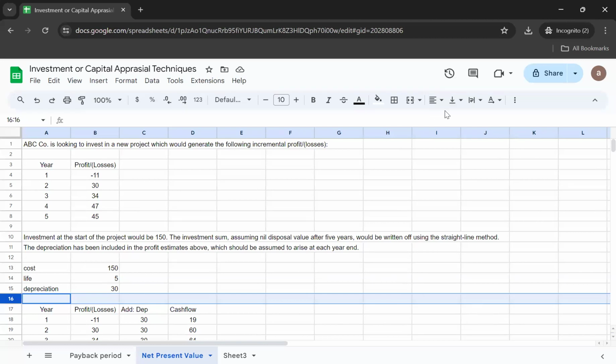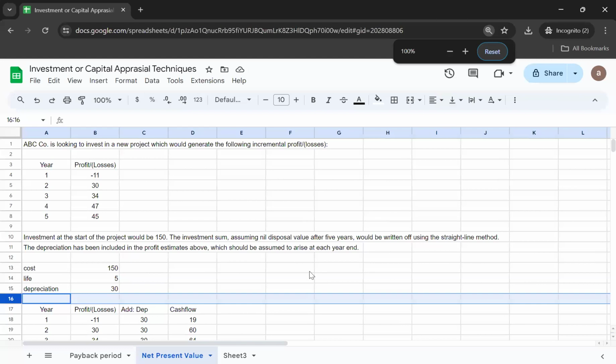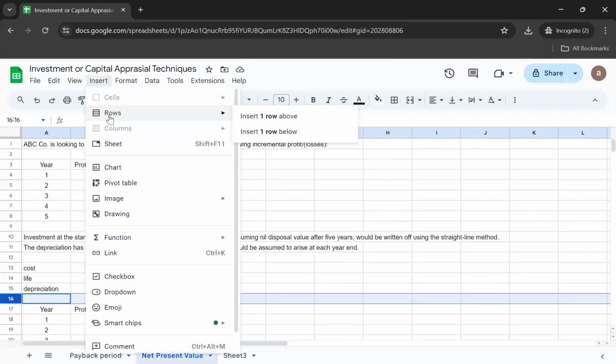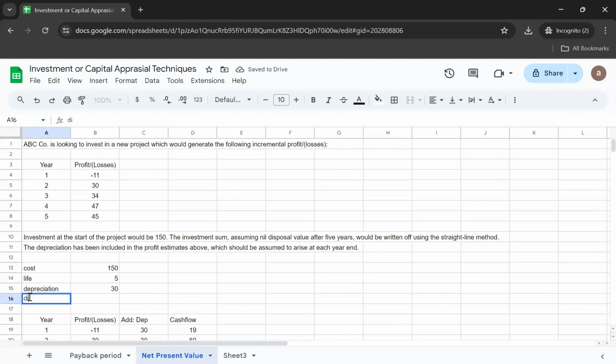a discount rate. So let me add another row. So control the zoom and let me add another row. So I want a discount rate, which we will use as, let's say I decide at 10%.